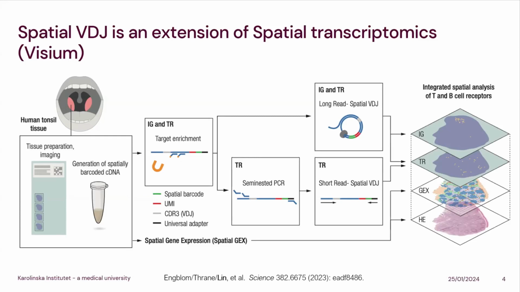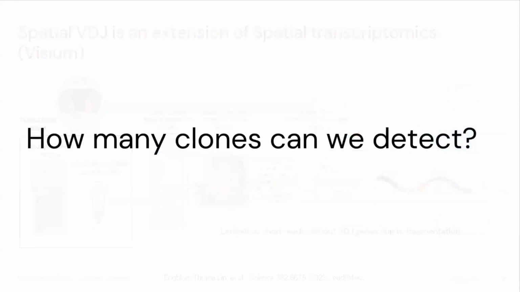So from these steps, we are able to have the Ig and TR clonal information together with gene expression from the same cDNA library, so we don't need to prepare another adjacent section for that, but from the same cDNA, and project them together with the H&E image. So here comes the first exciting question. How many clones do we detect?